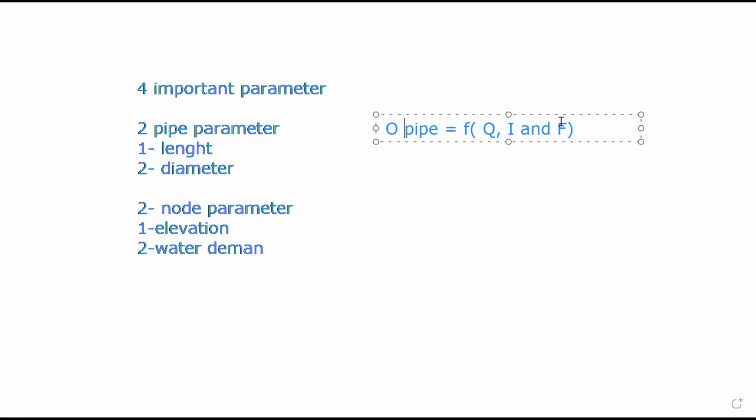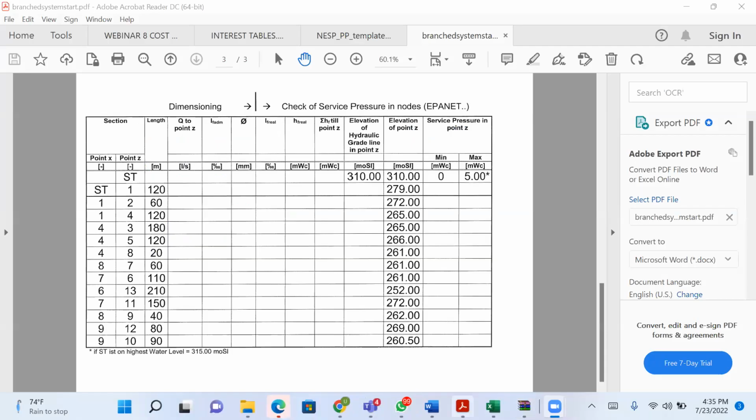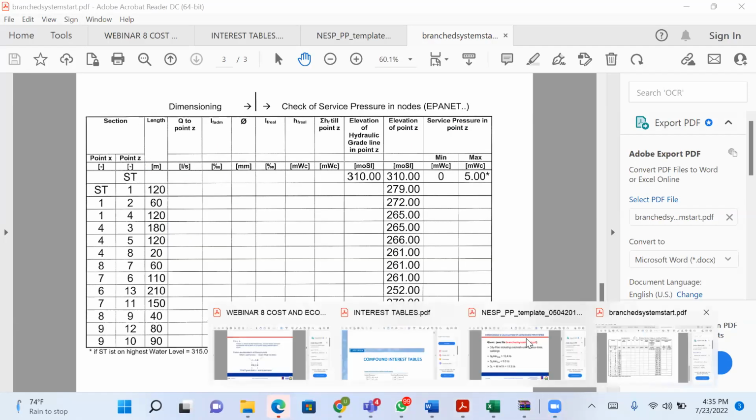If I do that, it means the pipe is just a function of the discharge. So the bigger the discharge, the bigger the pipe. That's what it means. So to help us understand this, let's go to chapter 8.